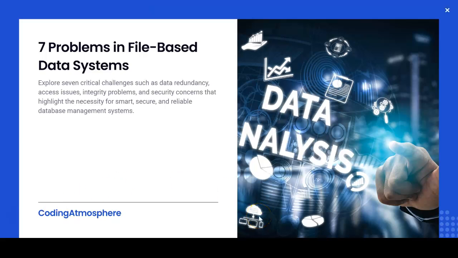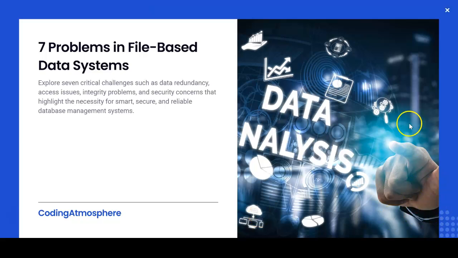So, first one is, what is file-based system? File-based systems were the early method of storing data using separate files like text file and spreadsheet. Each application had its own file. There was no centralized control, and that led to a lot of issues. Let's now explore the 7 major problems that made file system inefficient and outdated.